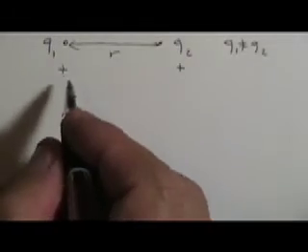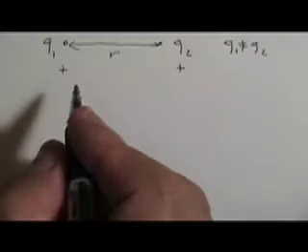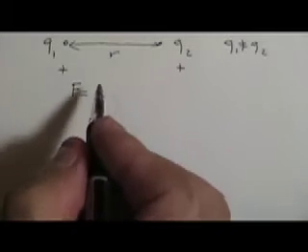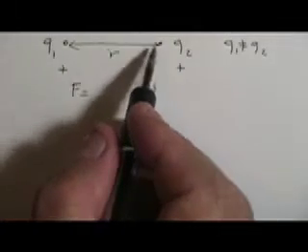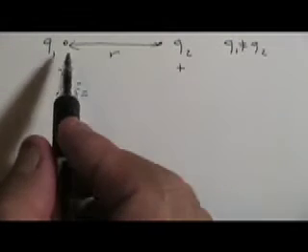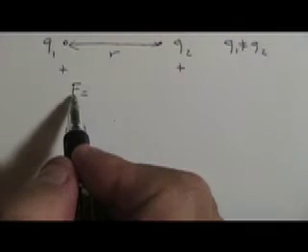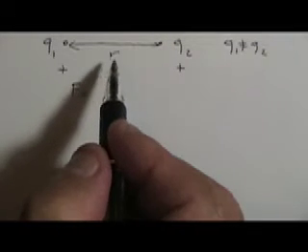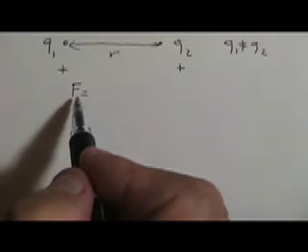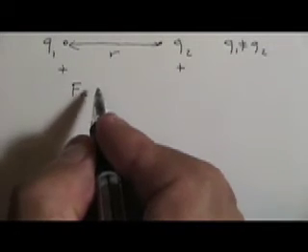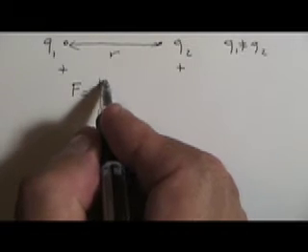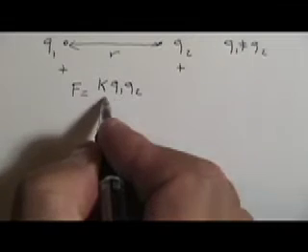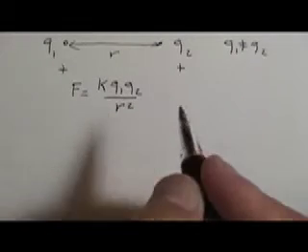The force between these two charges will be an electrical force, which we call F. And this F depends on Q1, Q2, and also on the distance between them. If Q1 is large, F will be large. If Q2 is large, F will be large. If R is large, F actually will be small. So F is equal to some constant K times Q1 times Q2 divided by R squared.